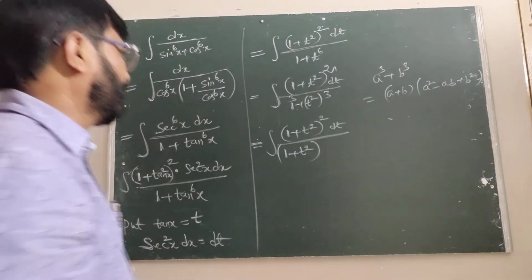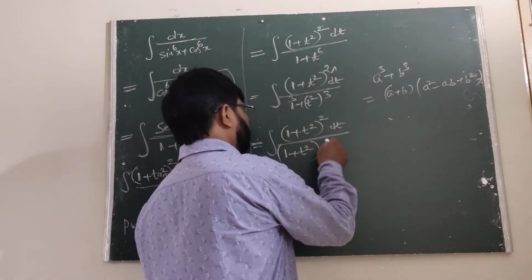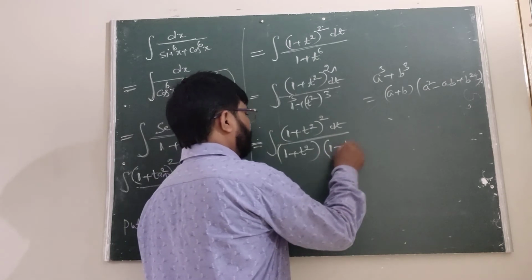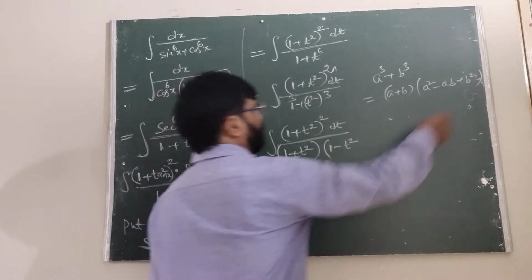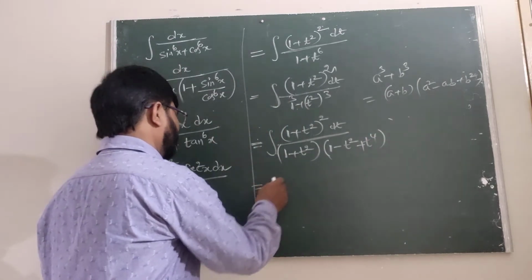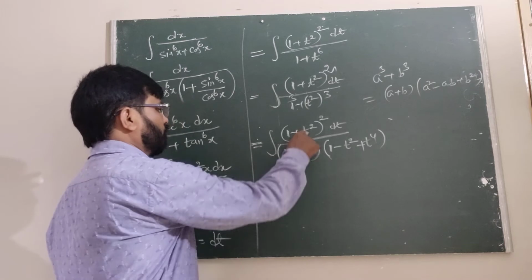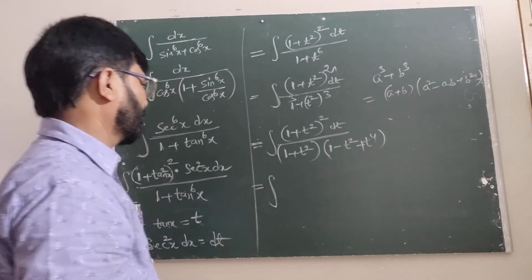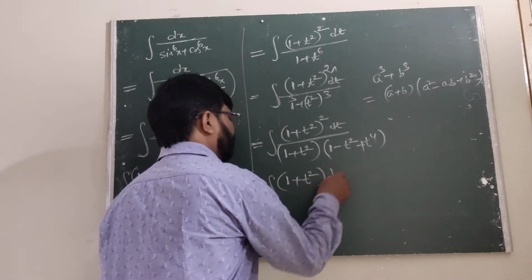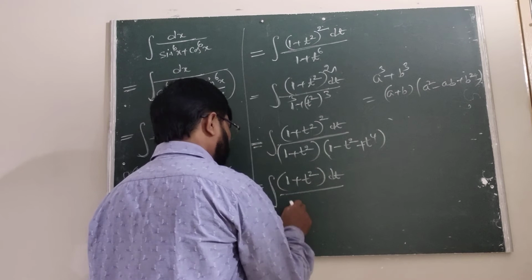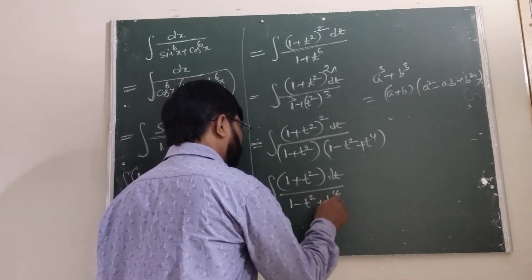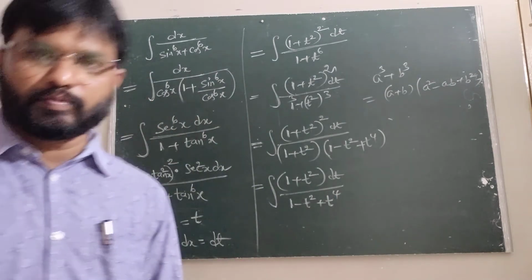Okay, a plus b into a square, what is a square, it is 1, ab is minus t square, and b square is t power 4. Therefore, in the integral, one factor cancels, and we are getting 1 plus t square dt over 1 minus t square plus t power 4.